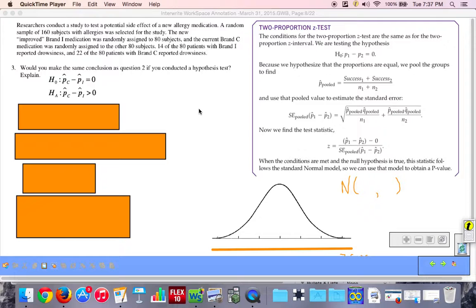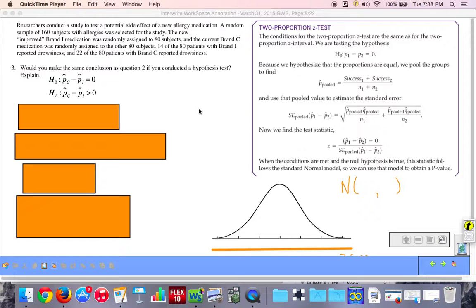Researchers conduct a study to test a potential side effect of a new allergy medication. A random sample of 160 subjects with allergies was selected for the study. The new improved brand I medication was randomly assigned to 80 subjects, and the current brand C medication was randomly assigned to the other 80 subjects. 14 of the 80 patients with brand I reported drowsiness, and 22 of the 80 patients with brand C reported drowsiness.